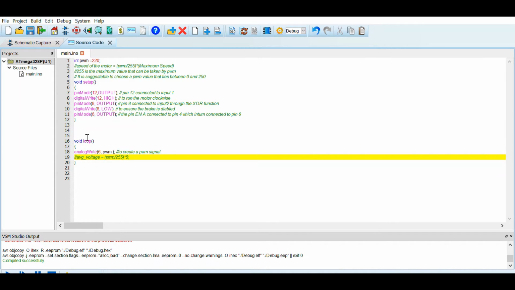And then in the void loop, I have given the analog write statement, which creates a PWM signal. We can also calculate the average voltage, which is directly proportional to PWM, using this formula. On compiling, it is successfully compiled.